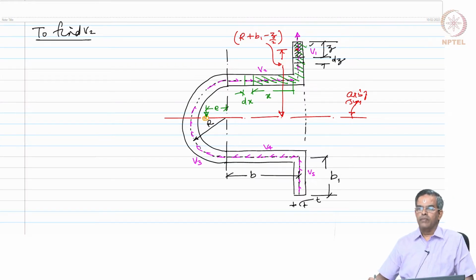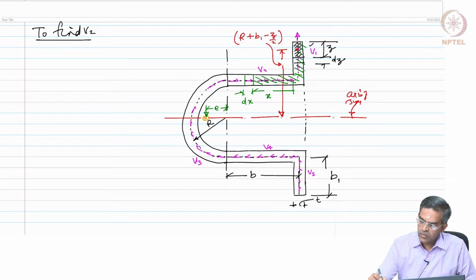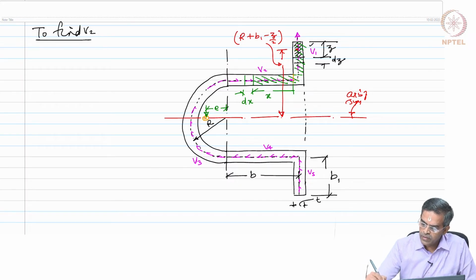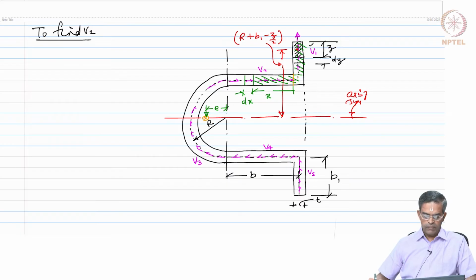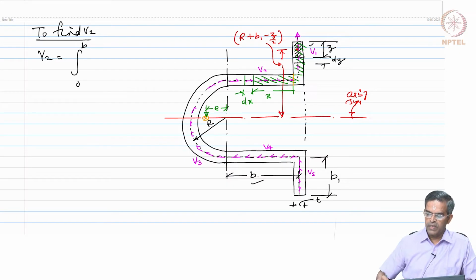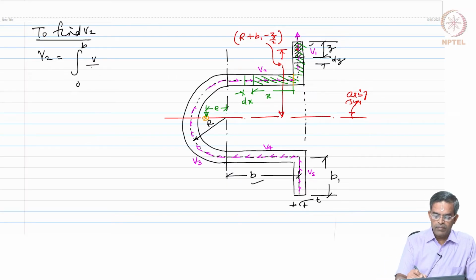Hatched area has got two components. So, I divide this into two components here and then try to find out. Let us see how do we do it. So, now V2 is integral 0 to b, because that is the dimension we have for V2, V by I t, thickness is uniform, A y bar of t.